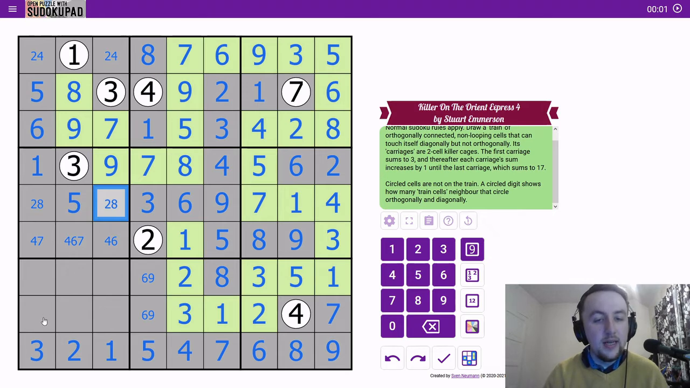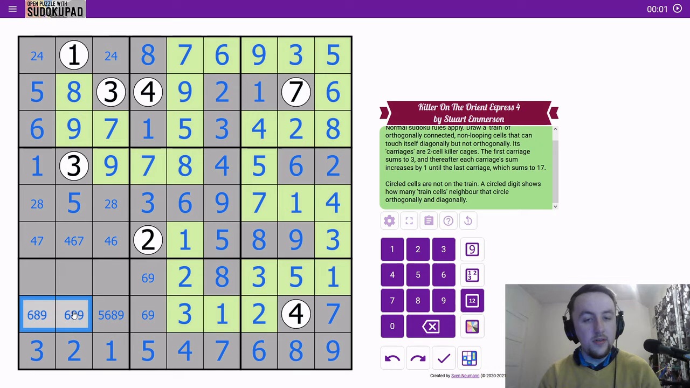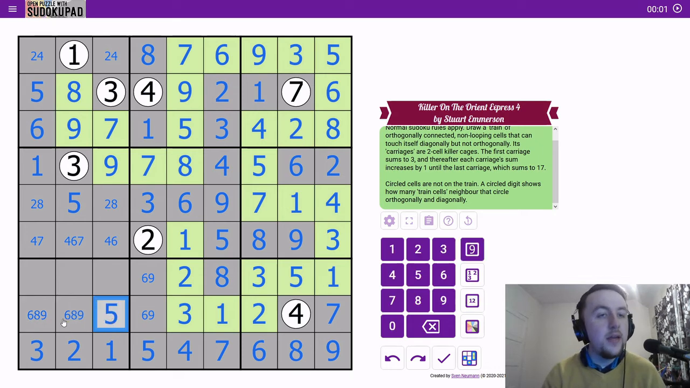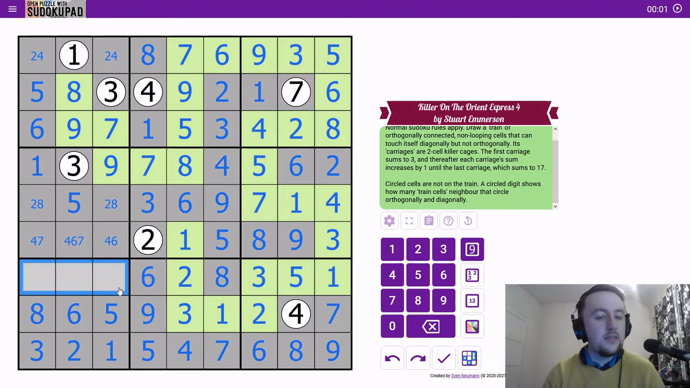What else do we need? This row needs 5, 6, 8, and 9, but those aren't 5, so that has to be the 5. The 8 has to go there, and that's not a 9, so it's a 6, so that's a 6, so that's a 9. This needs 4, 7, and 9.